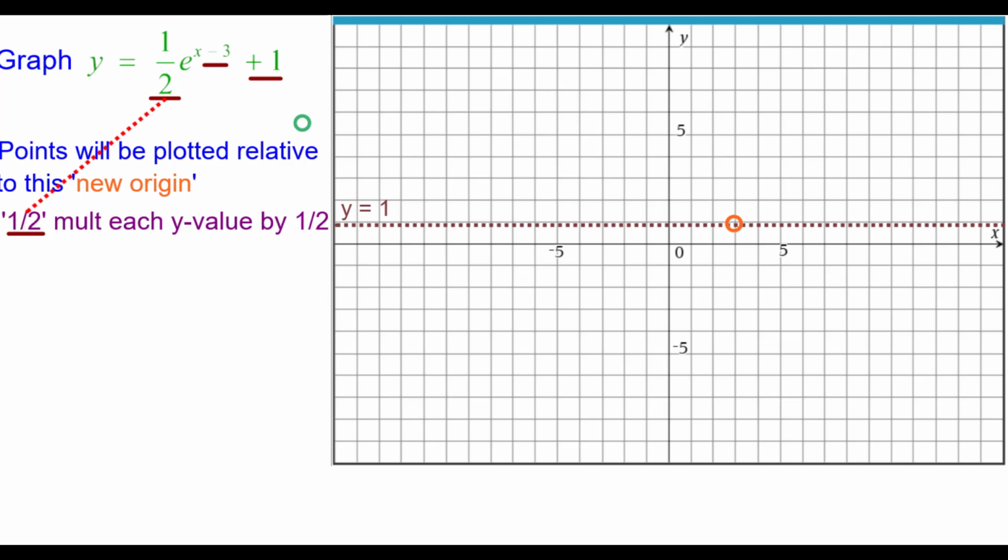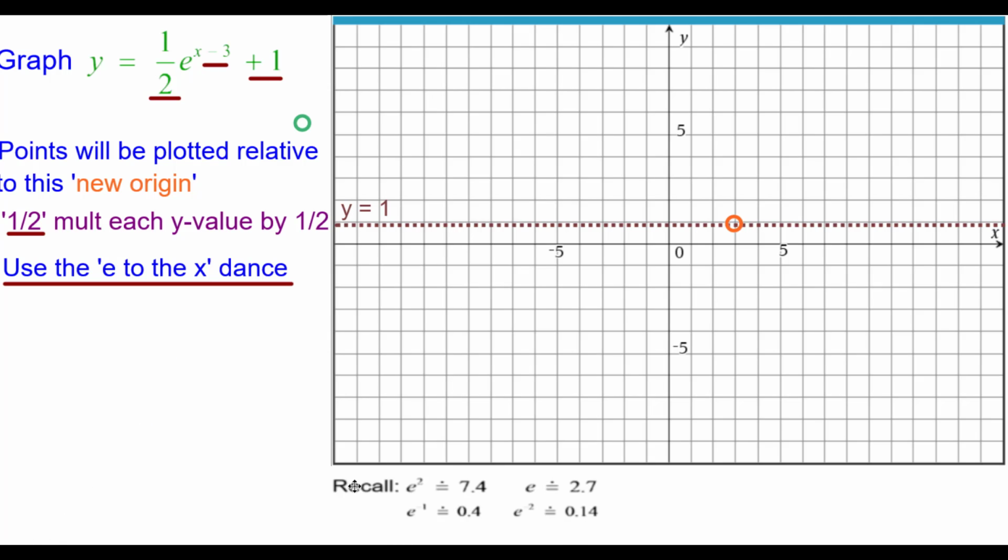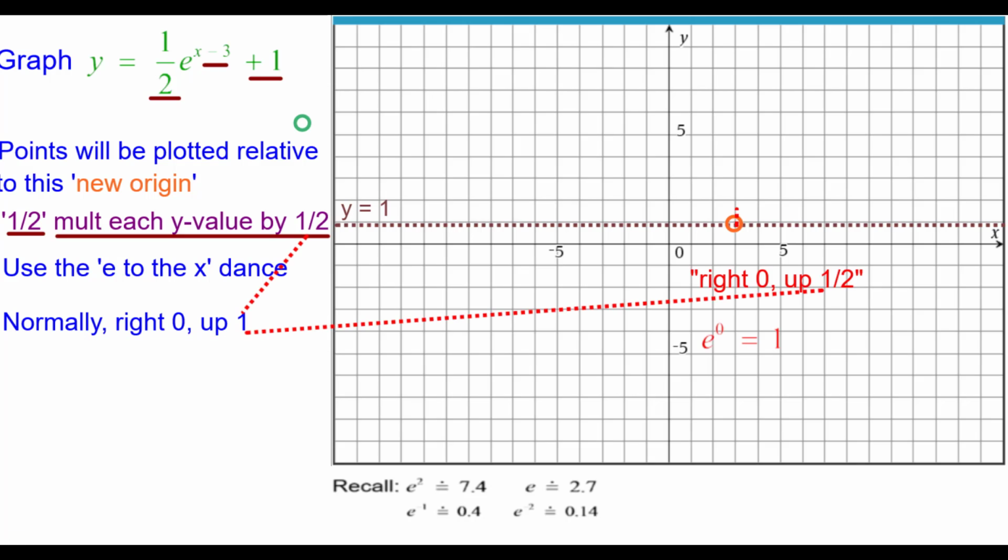The 1/2 multiplies each y value by 1/2. So now we're ready to go ahead and use the e to the x dance. Recall the powers of e that we need to know. And so normally we go right 0 up 1 because e to the 0 power is 1. In this case, we're going to go right 0 up 1/2 because remember we had to multiply each y value by 1/2. So right 0 up 1/2.